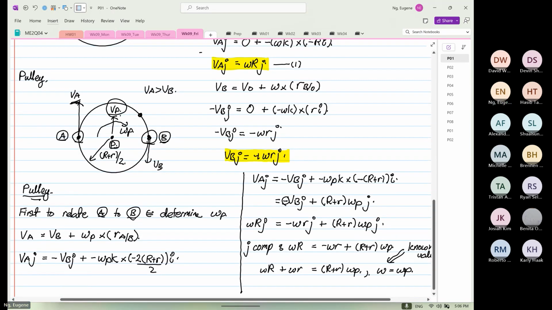Right. So from here, I'm going to copy this diagram again.